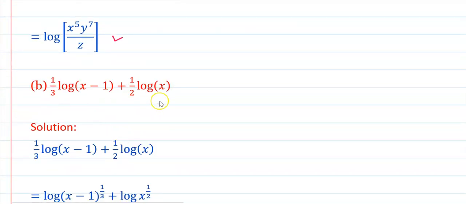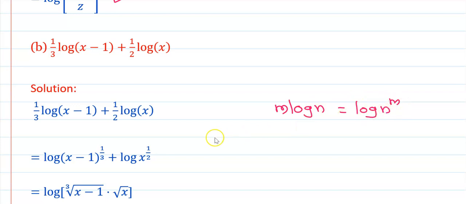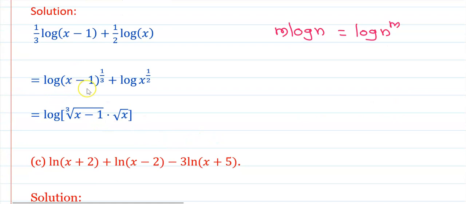Okay, next we will again convert into a single logarithm: 1 by 3 log of x minus 1 plus 1 upon 2 log x. Again, we can express this exponent as m times log of n means log of n raised to m. Therefore log of x minus 1 raised to 1 by 3 plus log of x raised to 1 upon 2. In this way, the product of the two is the cubic root of x minus 1 and this will be root x.